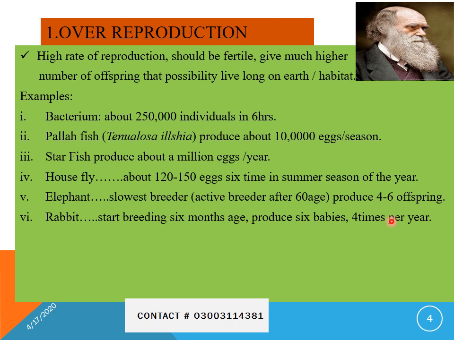Number 6, the rabbit starts breeding at 6 months of age and produces 6 babies in a litter, or we can say in a bunch. It can breed 4 times in a year, and likewise many other organisms. And humans can breed around 8 to 10; this is the average ratio of the Pakistani population in village areas. So if the number of reproductions and organisms increases, survivability on earth also increases.